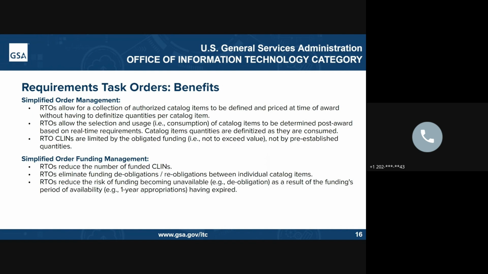The funding all sits at the top level, meaning that the de-obligation and re-obligation between individual contract items is no longer needed. So if you needed more small server time under requirements task order, you're good. As long as you have the funding, you can increase that quantity number until you reach that funded value.